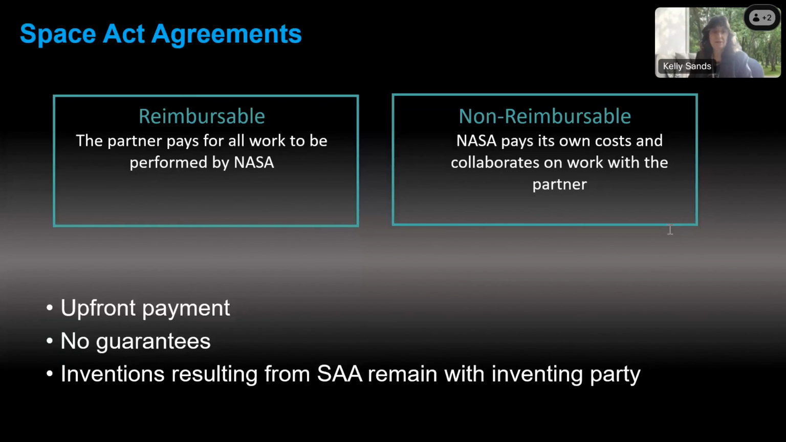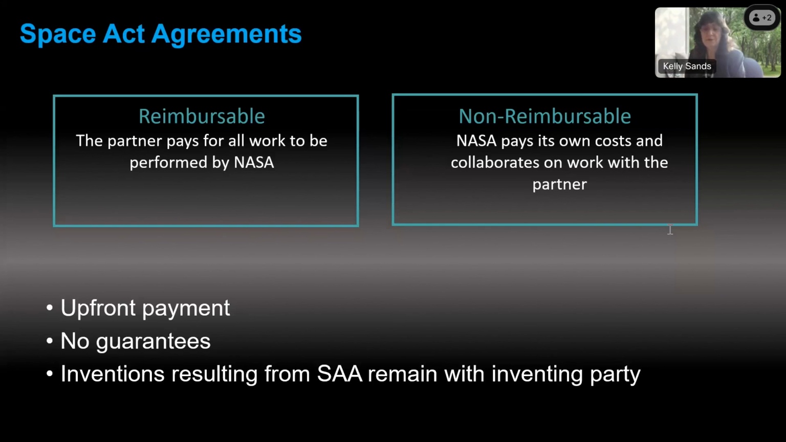And finally, Space Act agreements. NASA also partners with industry and academia using the Space Act agreement. Space Act agreements are very similar to cooperative research and development agreements, or CRADAs. They outline the statement of work, specific tasks and milestones, and who is paying for what, data and intellectual property rights, liabilities, etc. Space Act agreements come in two flavors: reimbursable, where the partner pays for NASA's costs to perform the work, and non-reimbursable, where NASA and the partner pay their own costs for performing the work.